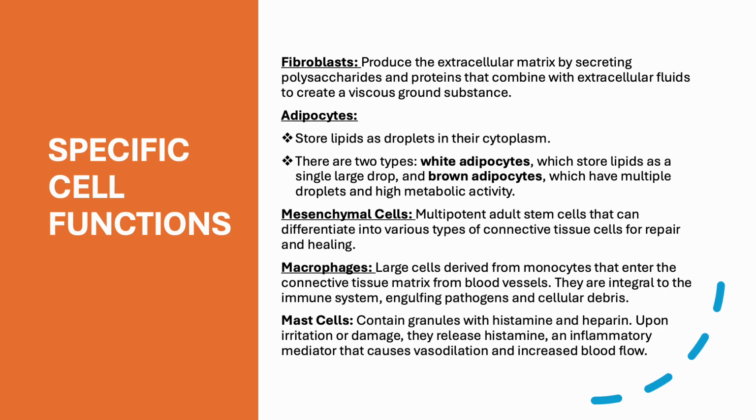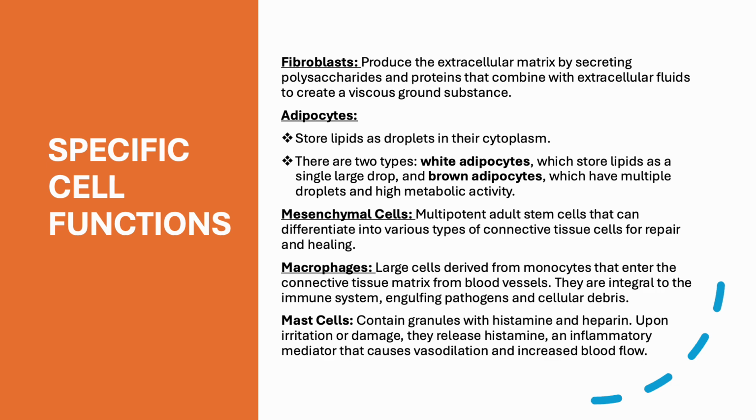I can discuss a little bit about the functions of the cells in the connective tissue. Fibroblasts produce the extracellular matrix by secreting polysaccharides and protein that combine with the extracellular fluids to create a viscous ground substance. Adipocytes store lipids as droplets in their cytoplasm. There are two types of adipocytes: white adipocytes, which store lipid as a single large drop, and brown adipocytes, which have multiple droplets and high metabolic activity. Mesenchymal cells are multipotent adult stem cells that can differentiate into various types of connective tissues for repair and healing.